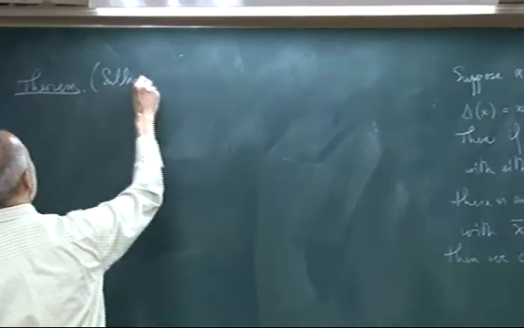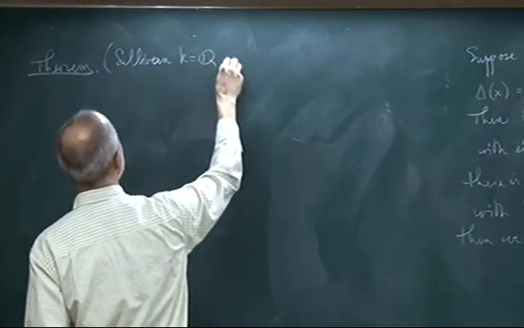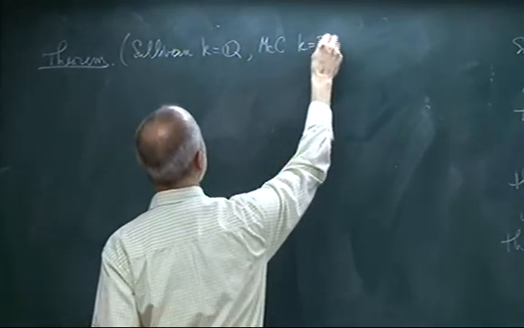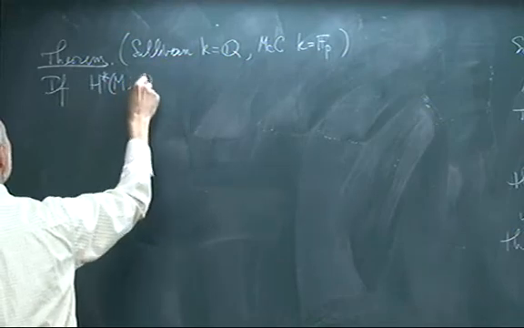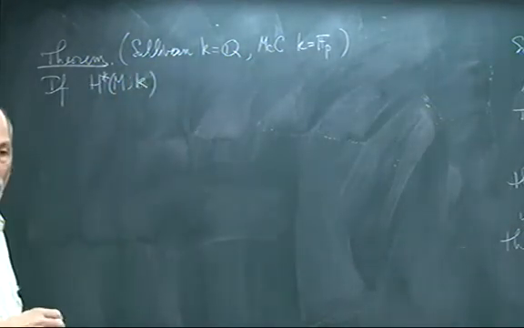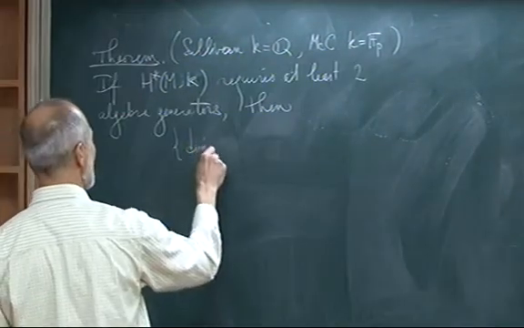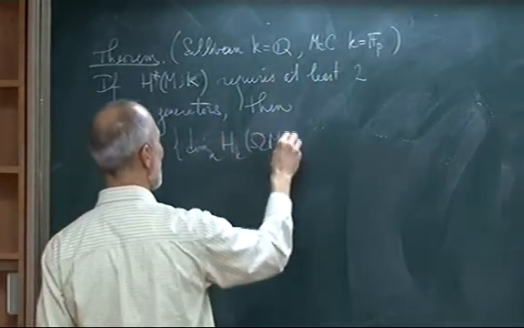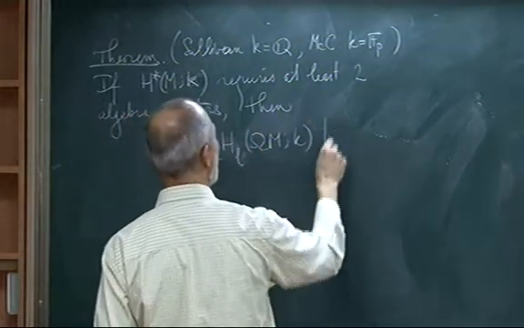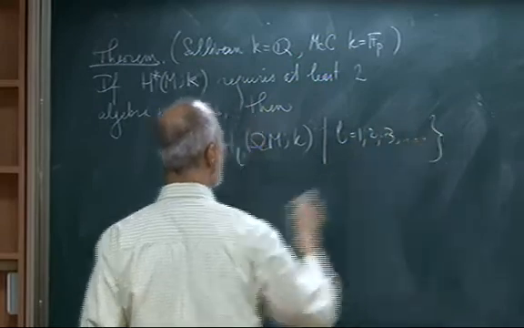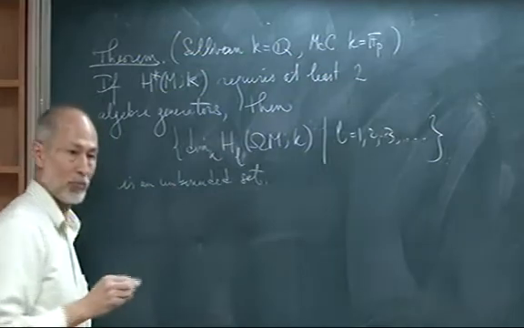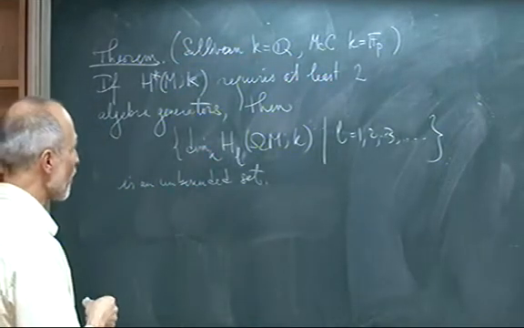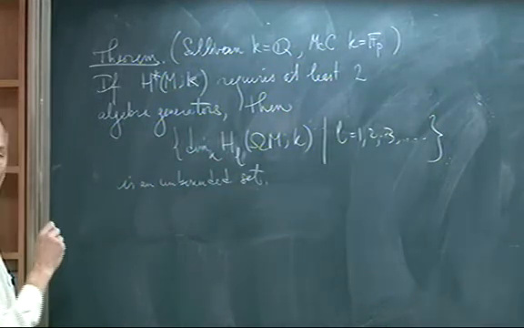So here's our theorem. This is due to Sullivan for the rational field, and for me for K equals Fp, and that is if the cohomology of the manifold M requires too many K's, then the dimensions over K of the homology of the loop space, for l equal 1, 2, 3, form an unbounded set. So the dimensions grow larger and larger and larger. They are algebra over K, or? Yeah.